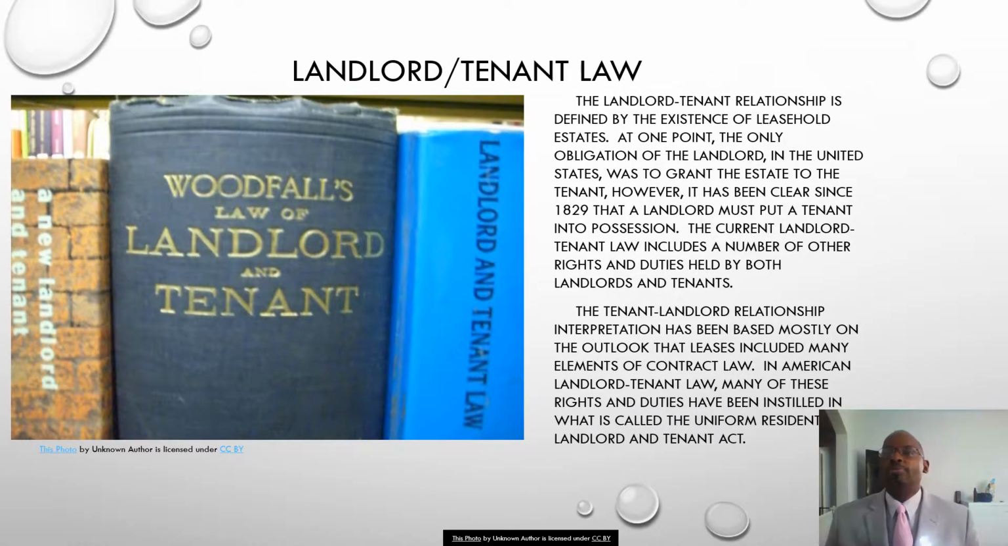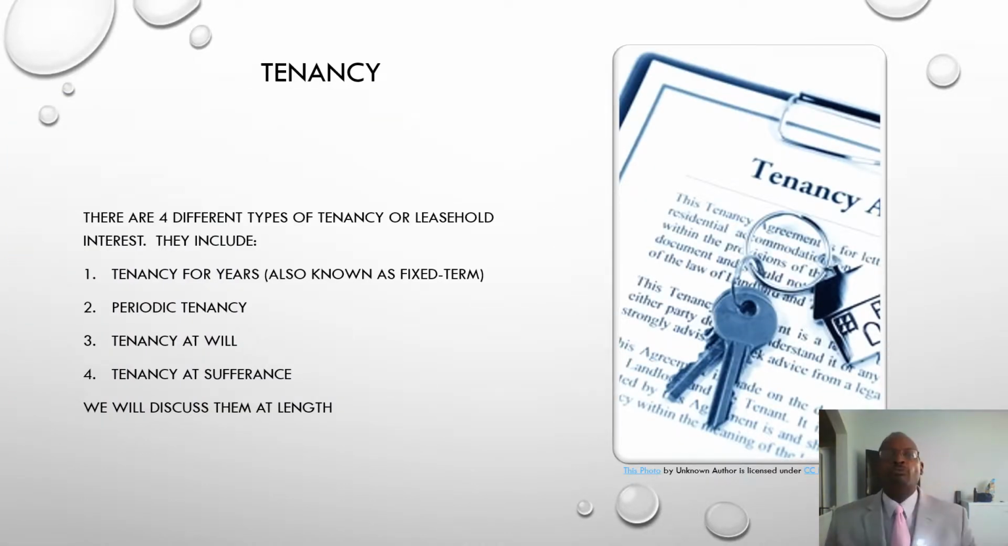Basically, the landlord-tenant relationship is defined by the existence of leasehold estates. At one point, the only obligation of the landlord in the United States was to grant the estate to the tenant. However, it's been clear that a landlord must put a tenant into actual possession. Now, the landlord relationship has been based mostly on the outlook of these leases and includes many elements of contract law. In American tenant law, many of these rights have been instilled in what is called the residential landlord-tenant law. Now, there are four tenancies.